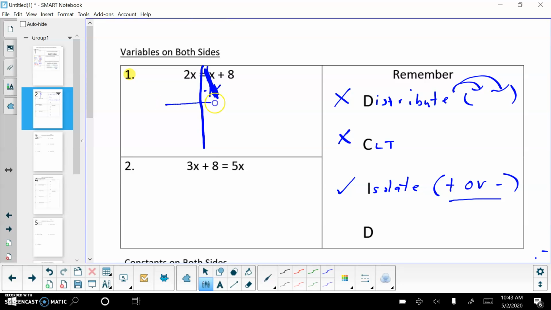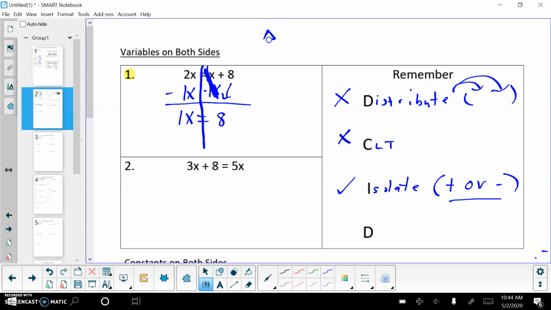But if I do it to the right side, I have to do it to the left side. So 2x minus 1x is just 1x. That's all I have left on that side. On the other side, I didn't do anything with this 8, so I'm just going to bring it down.